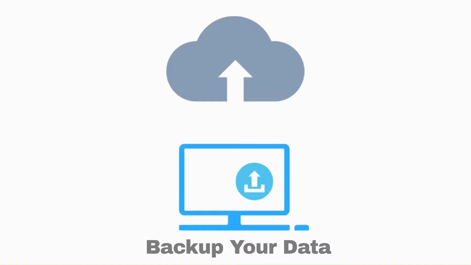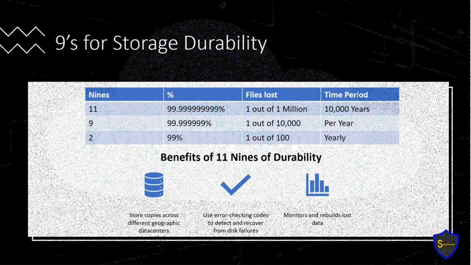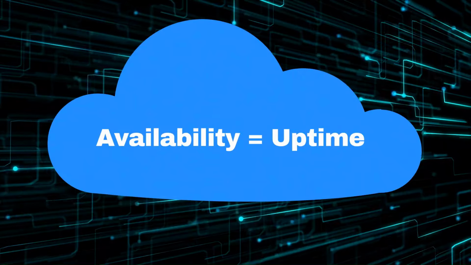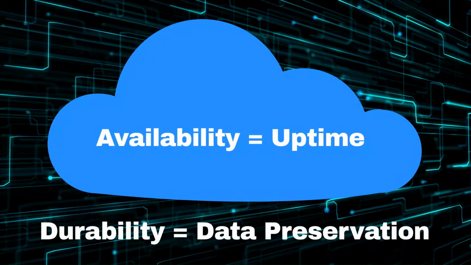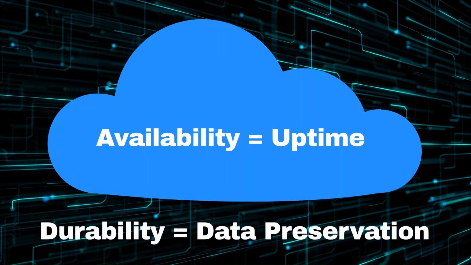And remember the following points. Higher nines indicate better reliability and durability. Availability affects system uptime. Durability is related to long-term data preservation. It's important to prioritize backups, despite claims of durability.